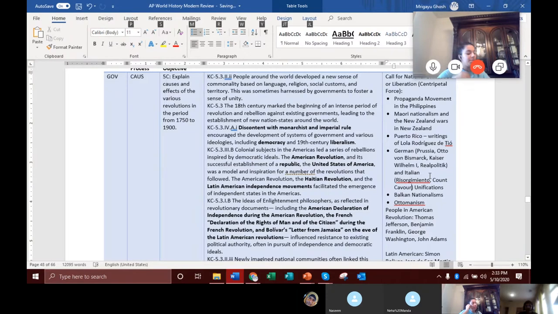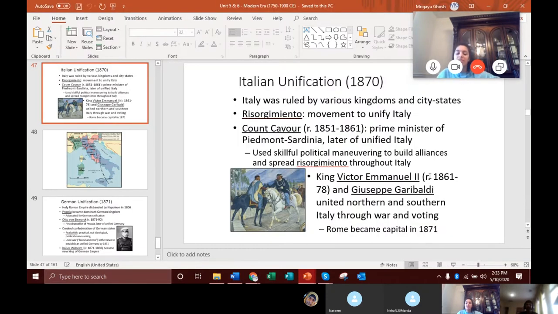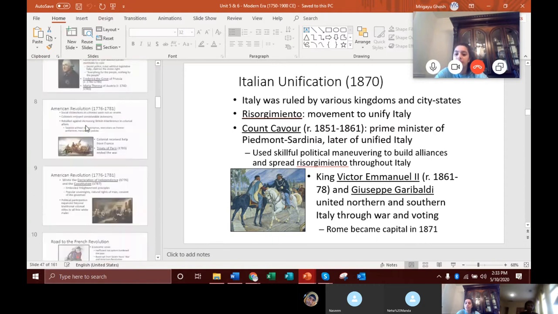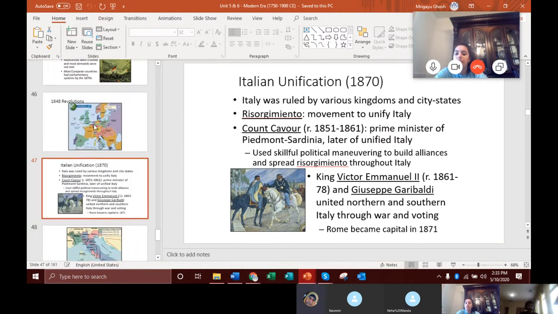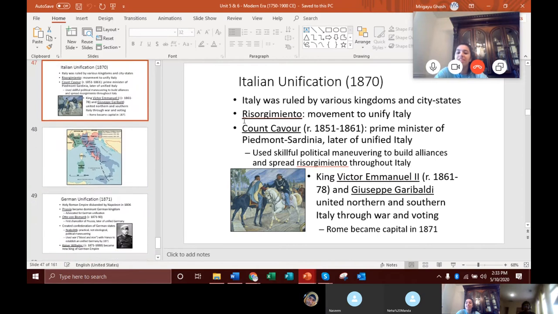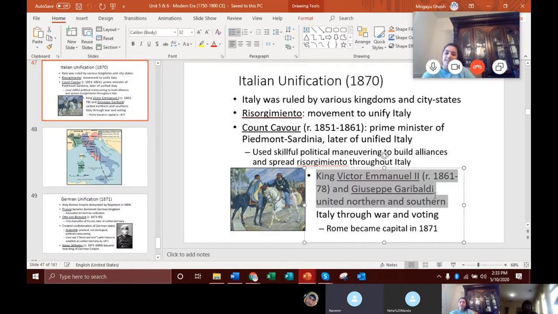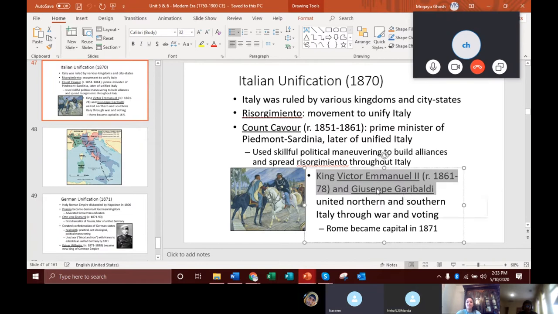So which PowerPoint is this? This is Unit 5 and 6, Modern Era, and this is on Revolutions. Yeah, we did finish this. Oh my gosh, okay. I do not remember. Oh, wait, this is the Revolutions PowerPoint? I think I was not paying attention at this point.